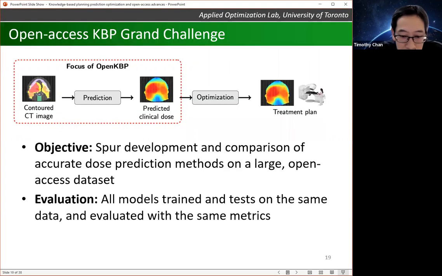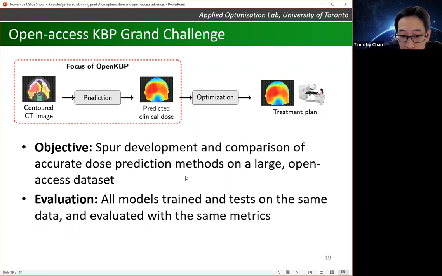So I'll keep going. As I mentioned, the motivation for this was that everyone is using private data. How can we rally the research community around a common data set, and have everyone benchmark their models against it using common metrics? So this first competition focused on this part of the KVP pipeline, which is just the prediction phase.